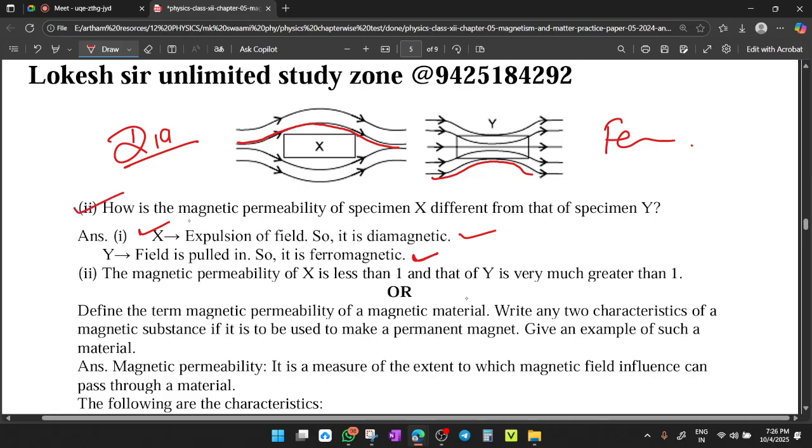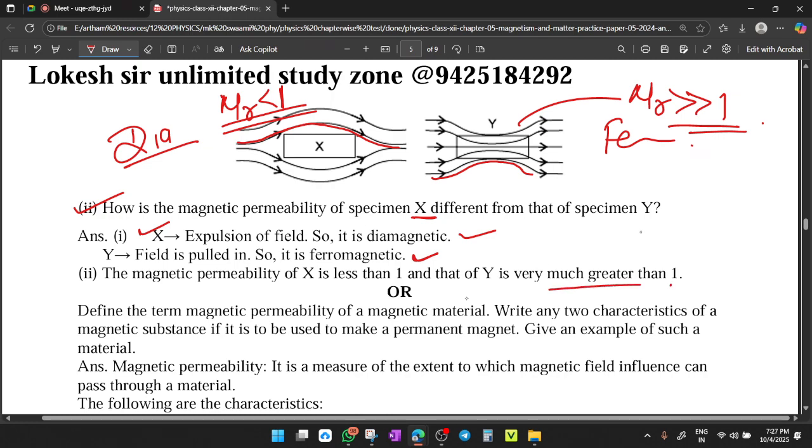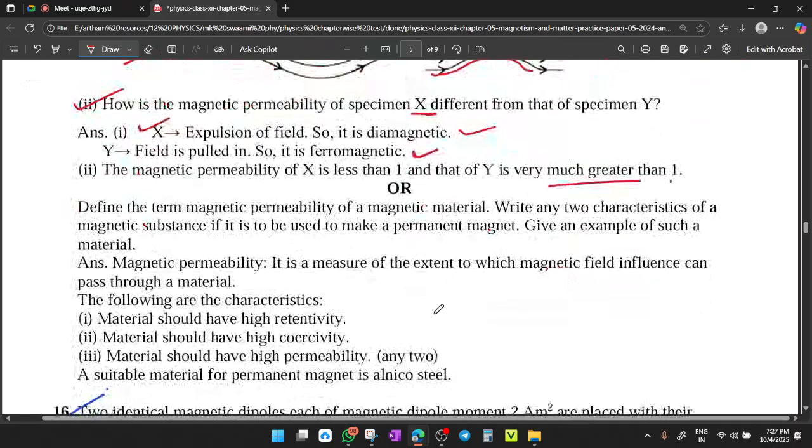Second question: how is the magnetic permeability of specimen X different from that of specimen Y? This is a diamagnetic material, so the relative permeability is less than 1, and the relative permeability for the ferromagnetic material is quite high, much greater than 1. Okay, clear? Nitin, is it clear?